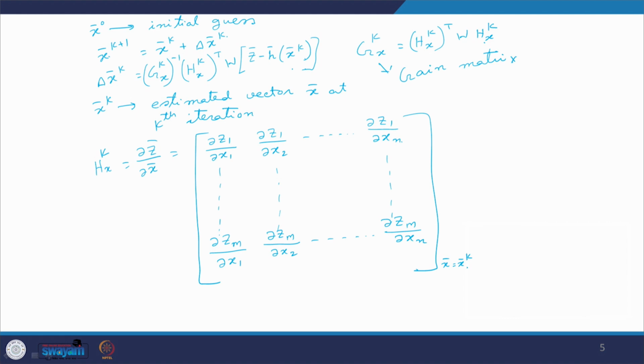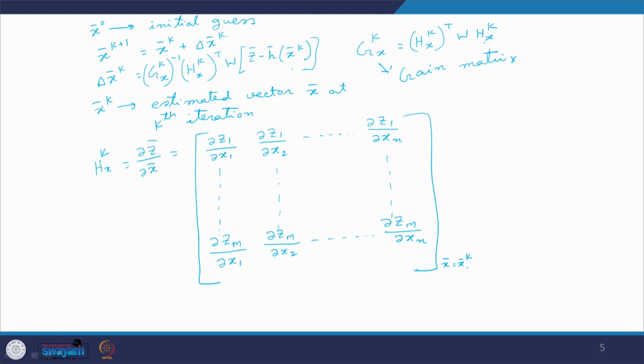So, essentially that is how we proceed. We start with x naught, with k equal to 0. With this x naught, we first evaluate H(x 0). Once we get this, we calculate G(x 0). Once we get this matrix, we calculate delta x 0. Then we calculate x 1 equal to x naught plus delta x 0, so we get the value of x 1.